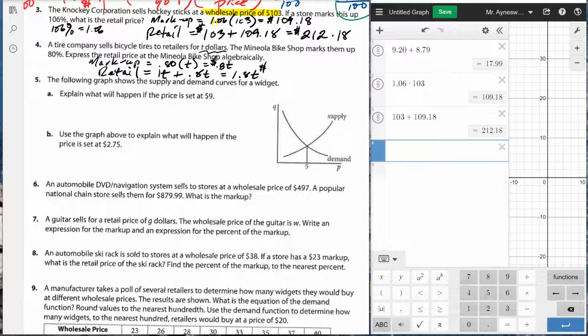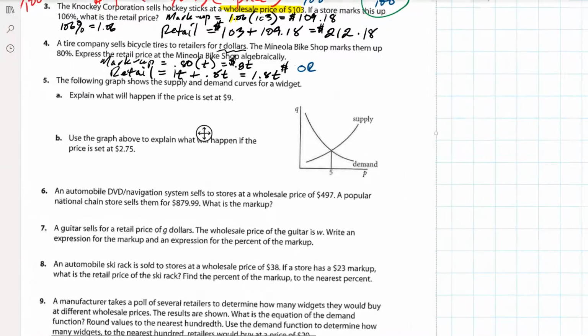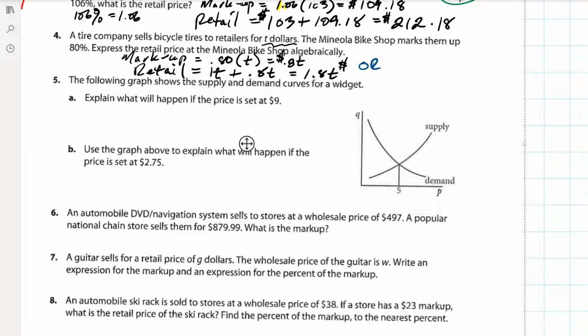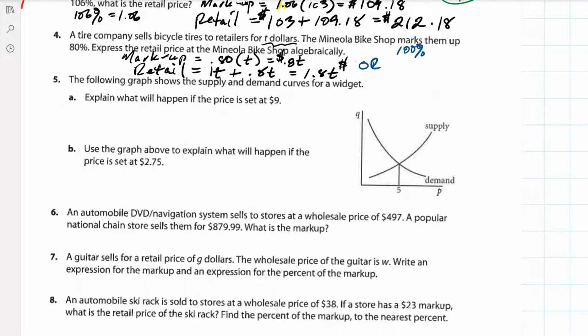Now you can do the two-step process, or here's a fast way of doing things that I like to do. If you're going to mark it up 80%, then the retail price is going to be 180% of the original. You take 100% of the product plus the 80% markup, so the new price is 180% of the original, or of the wholesale price. WP is wholesale price. So you multiply 180% by the wholesale price t, and that is 1.80t. By the way, that's the same thing as we just got.